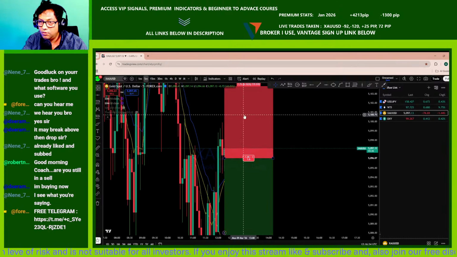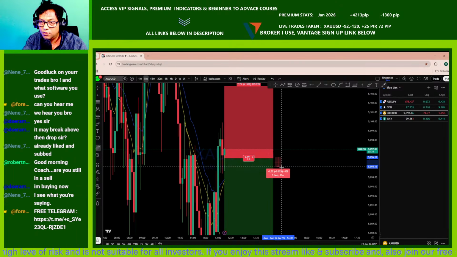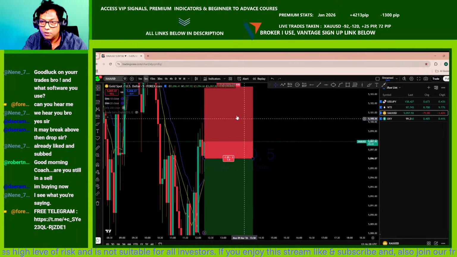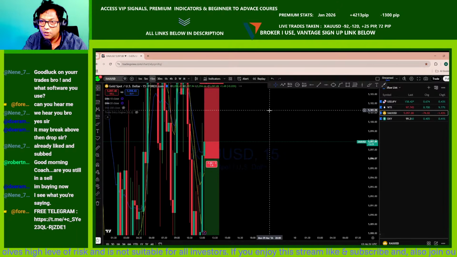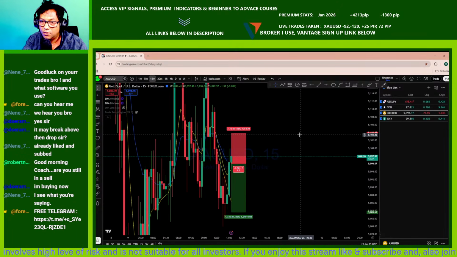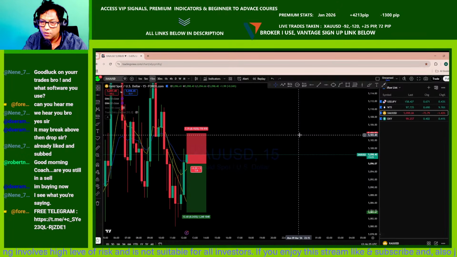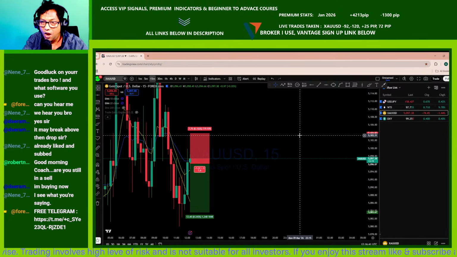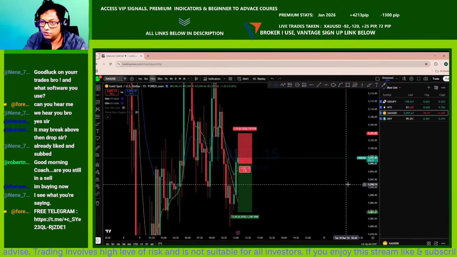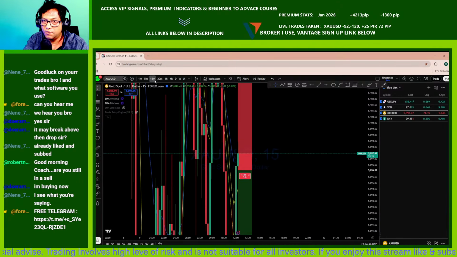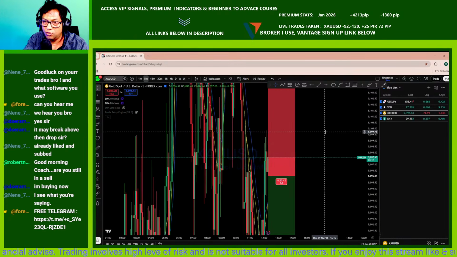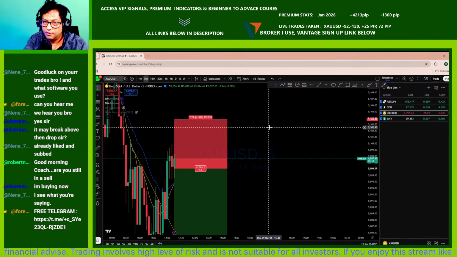Now, depending on how this candlestick pattern gets the rejection will determine whether it's a correction or trend continuation. Let's look at that.